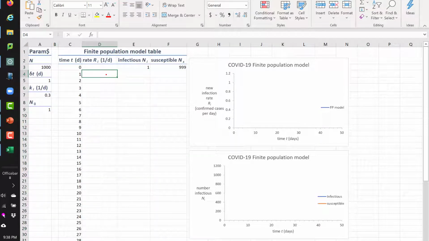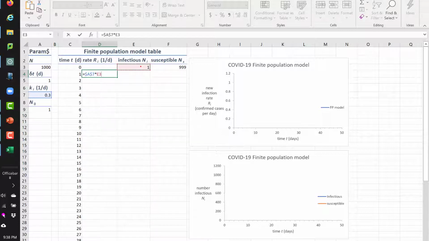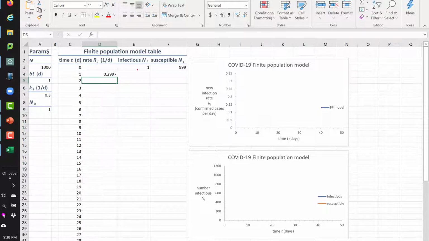Alright, so using our formula that we had, it was equals and then KI, and remember I have to hit F4 to get the dollars, times NI old, which is that guy, times NS old, which is that guy, divided by N, and again that's a parameter, so I have to hit F4, and if you're on a Mac you have to put the dollar signs in by hand, hit enter, and so that calculates the rate. So it says on day 1 0.2997 people get infected.